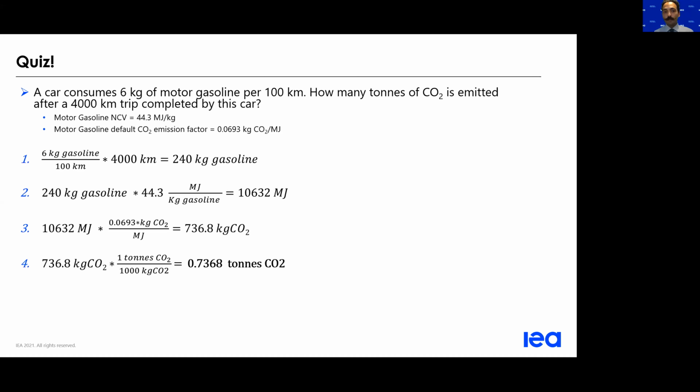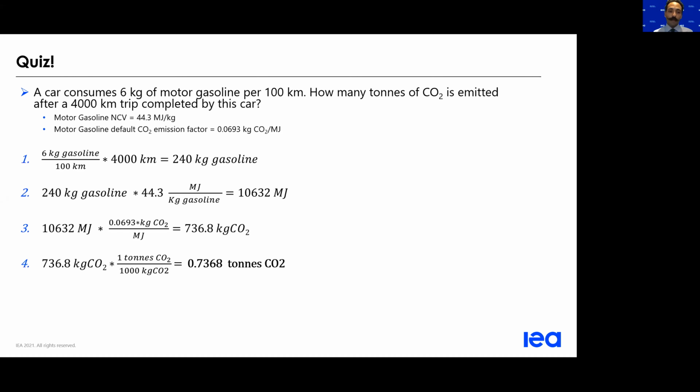And that is simply done with the help of the calorific value provided, which is 44.3 megajoule per kilogram of gasoline. And we get the activity data in energy units in this step. The next step would be to convert that into mass of CO2 with the help of the emission factor provided. And that's just another multiplication, and we have the result in kilogram of CO2.